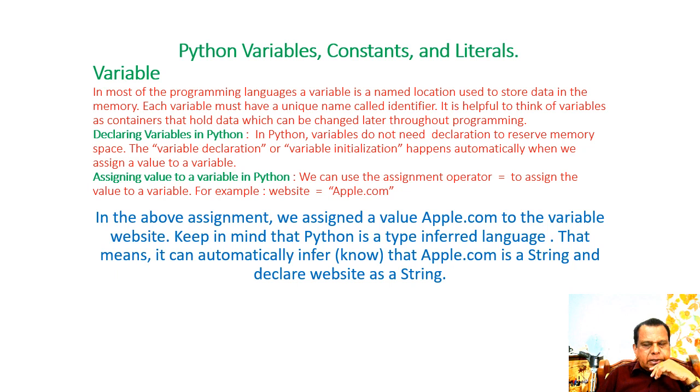Declaring variables in Python. In Python, variables do not need declaration to reserve memory. To reserve memory space, the variable declaration or variable initialization happens automatically when we assign a value to a variable.